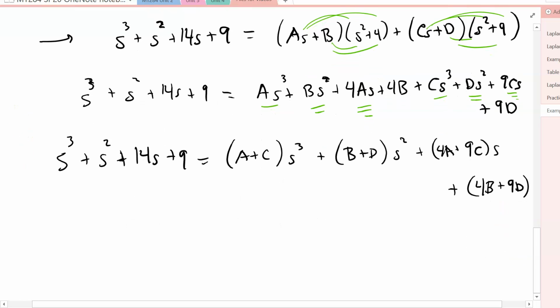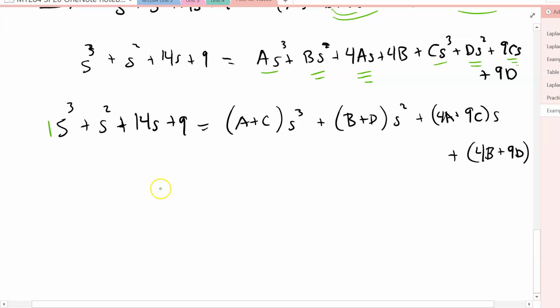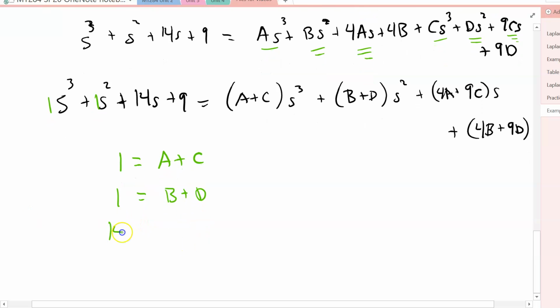Now, like in our previous example, we need to equate coefficients. So the coefficient of s cubed on the left is 1. It's got to equal the coefficient of s cubed on the right. So that's going to say 1 has got to equal a plus c. Our coefficient of s squared on the left is 1, so that's got to equal our coefficient of s squared on the right, which is b plus d. And the coefficient of s has to equal the coefficient of s on the right. And the constant term on the left has to equal the constant term on the right.